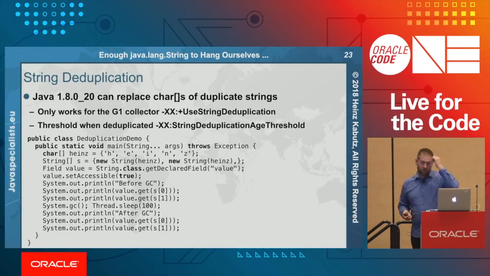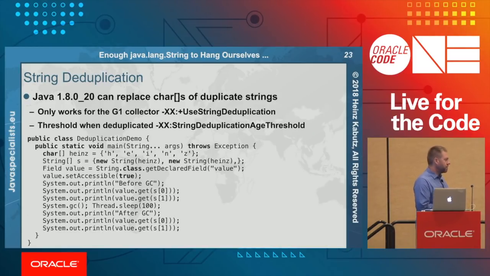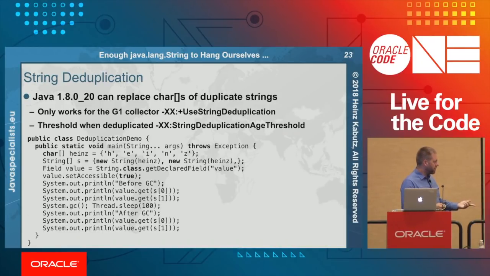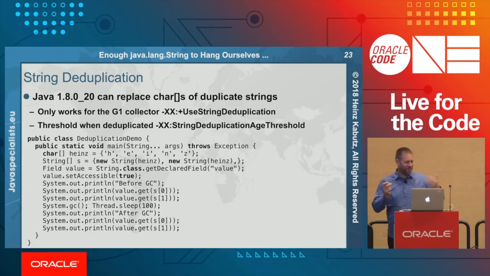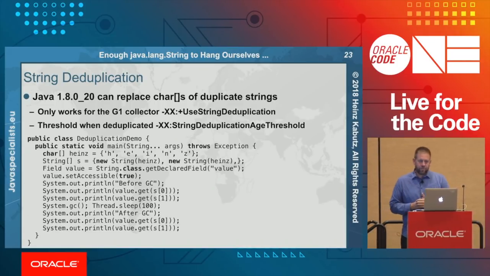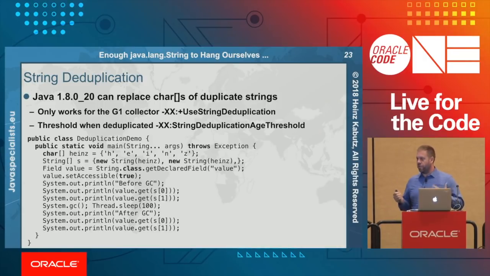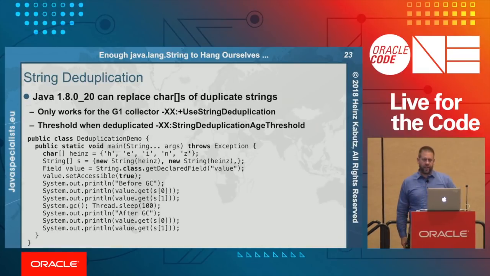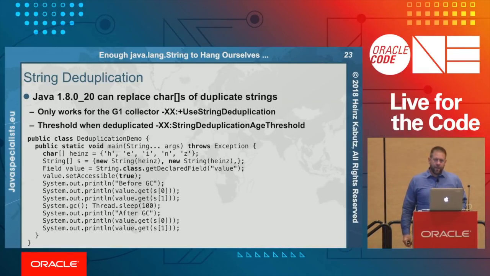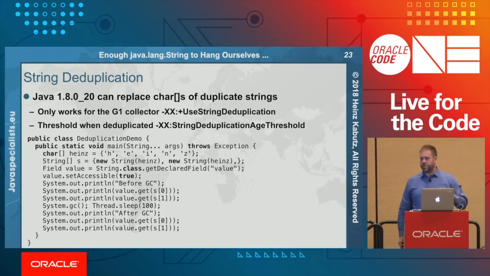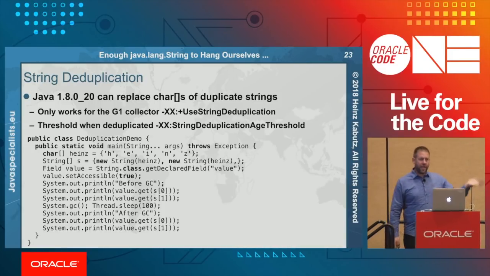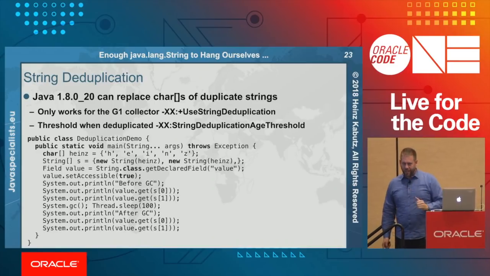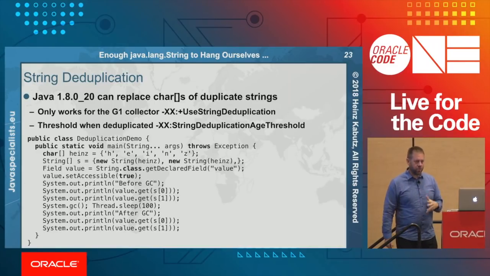So, for example, string deduplication was added in 8.0.20. But it's only for G1. So this only works when using the G1 collector, and you have to turn it on specifically by saying +UseStringDeduplication. What happens is that if your string survives a number of collections, it then gets deduplicated, which means you share the same underlying char array.